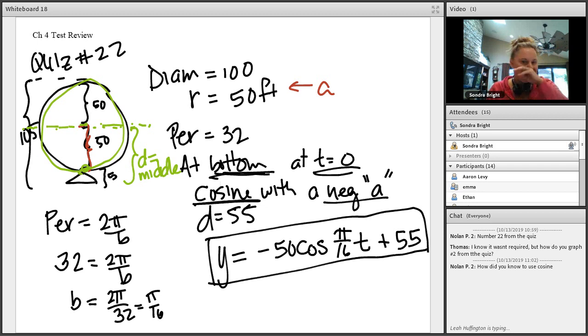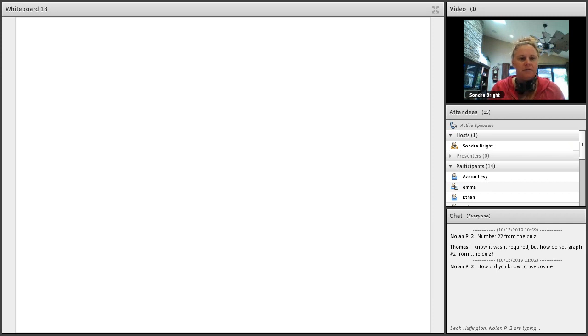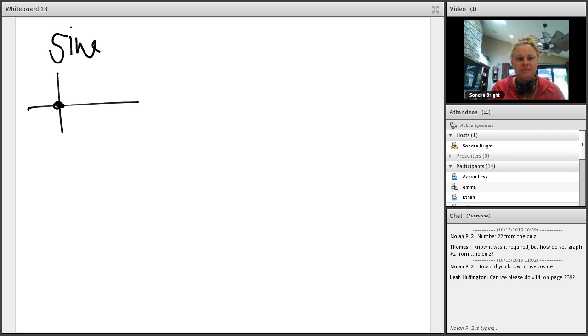If it was starting at the top, all the way at the top here, then it would be a cosine, but with a positive a. If they got in at the middle, then it would be sine. If you remember the graphs of sine and cosine, the sine graph starts in the middle and then it'll go higher and come back to the middle and then go lower and then come back up to the middle, versus cosine with a positive a starts up high, comes down to the middle, goes lower than the middle, comes back up to the middle, and then goes back up high.